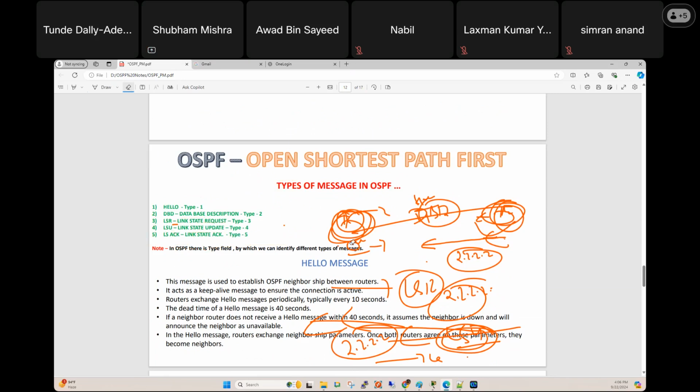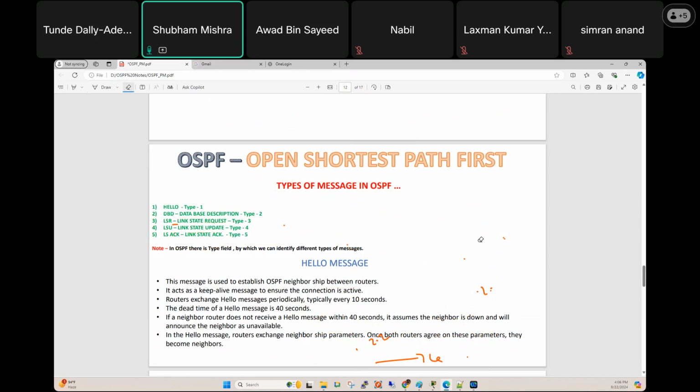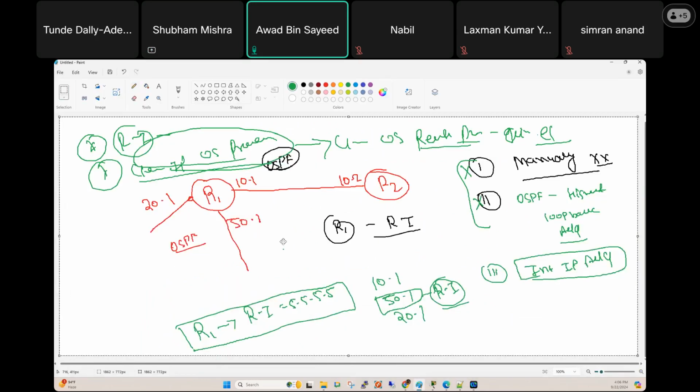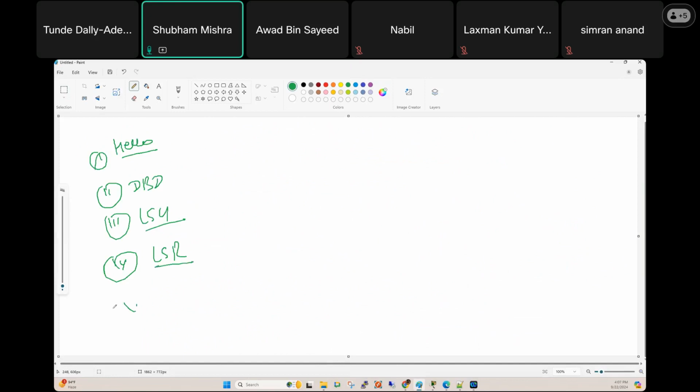It's clear? Yes. So if any interviewer asks you, tell me, in OSPF how many types of messages? First one is hello. Second one is DBD. Third one is LSU. Fourth one is LSR. And fifth one is LSAC.